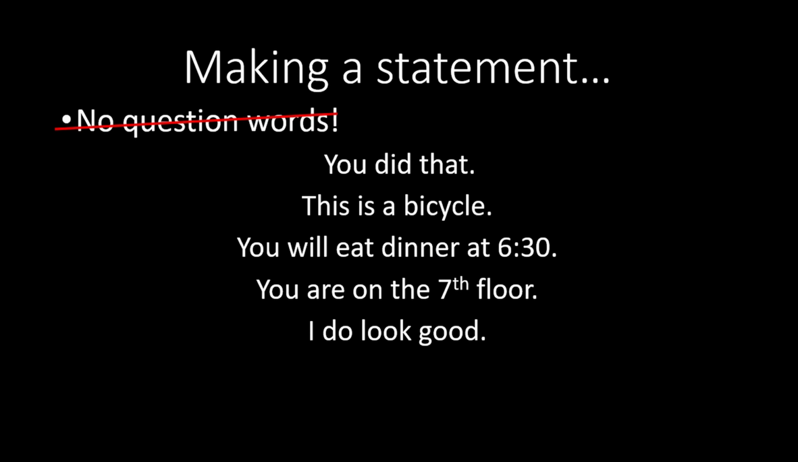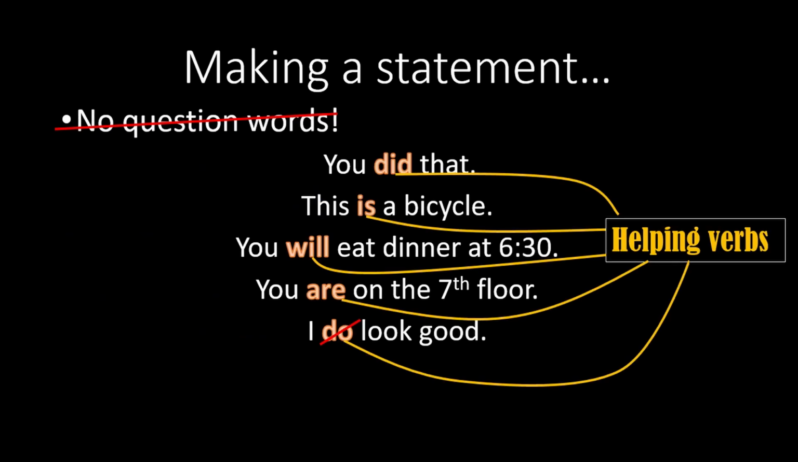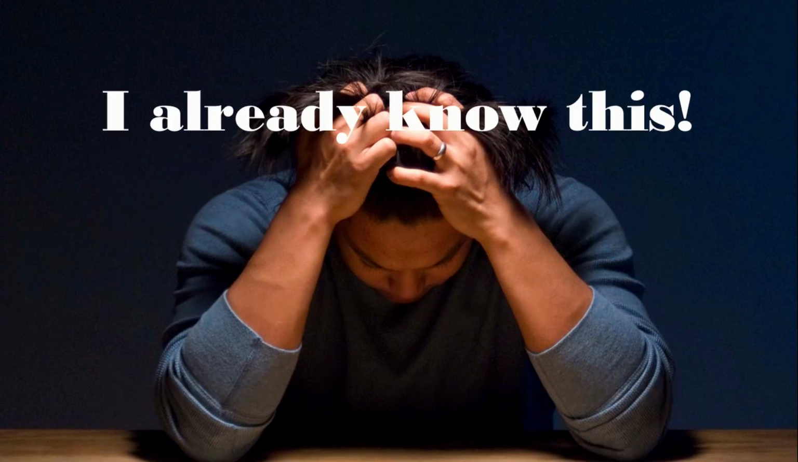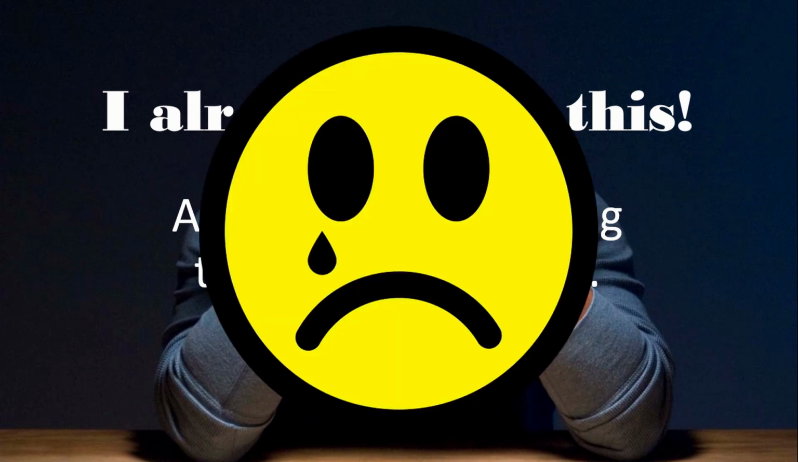So, as you can see here in our rule about statements, we have our subjects first, followed by our helping verbs, except in the last sentence where the helping verb is not necessary. That only applies for the word do, does, doesn't, etc. Now you might be pretty frustrated by now, thinking, I already know this, but I still keep making the same mistakes. So I'm going to give you some advice about how to practice these rules.